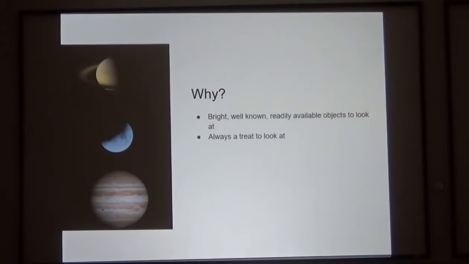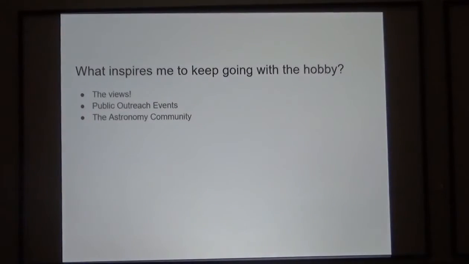They're very bright, which is useful for me because I have a 5-inch scope in the city, where deep sky objects aren't particularly accessible. So Saturn, the Moon, and Jupiter, one of them is always in the sky. They're always visible and always nice to look at.